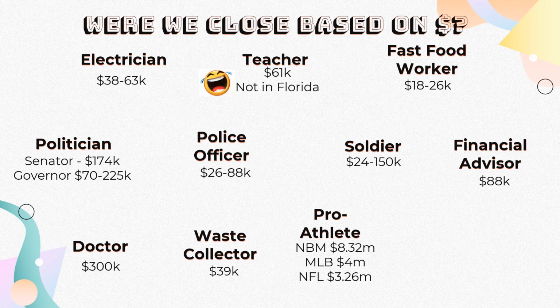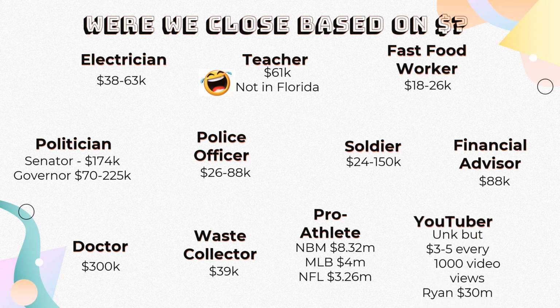So I think that's supposed to be the NBA, not the NBM. $8.32 million is the average. I think that's the highest paid average sport. The MLB, $4 million. The NFL, 3.26. But we know some NFL players make way more than that, right? So that's just the average for them.